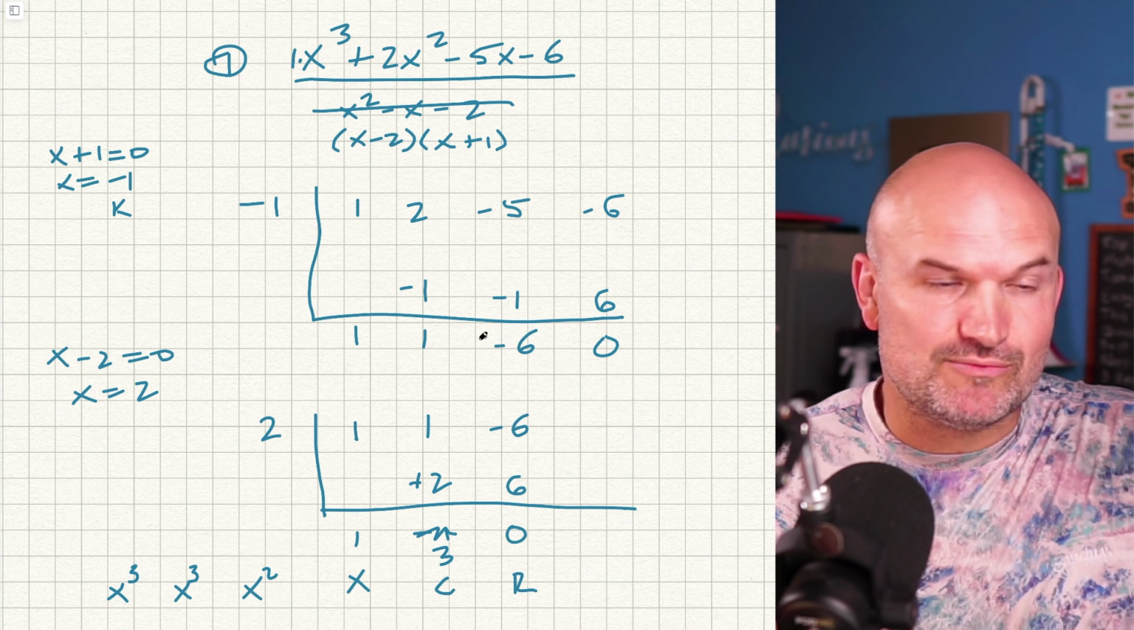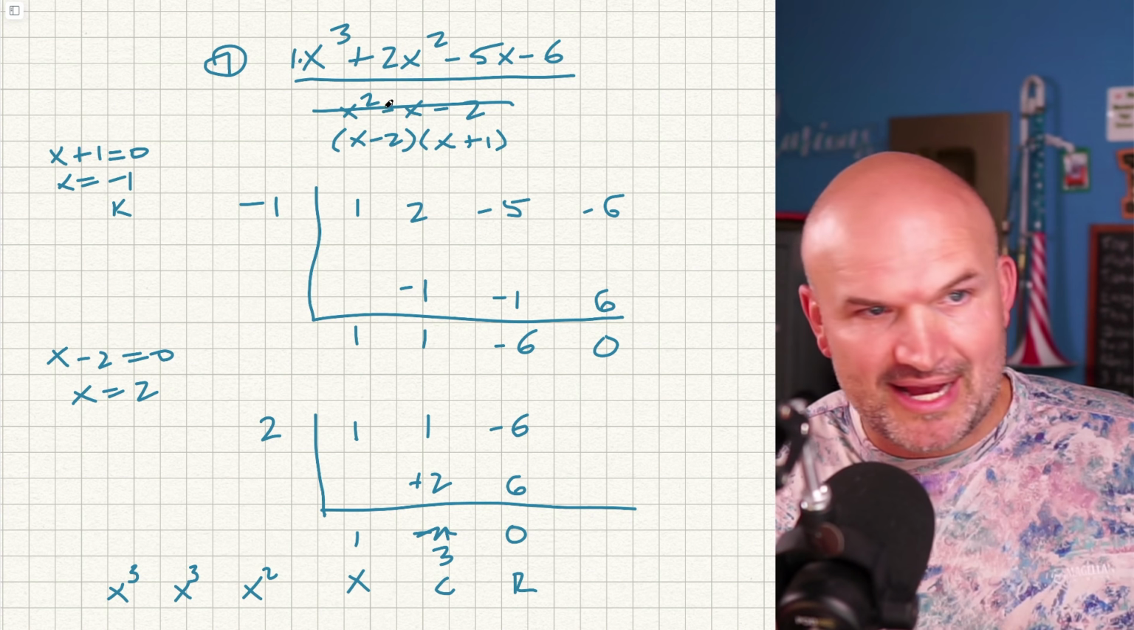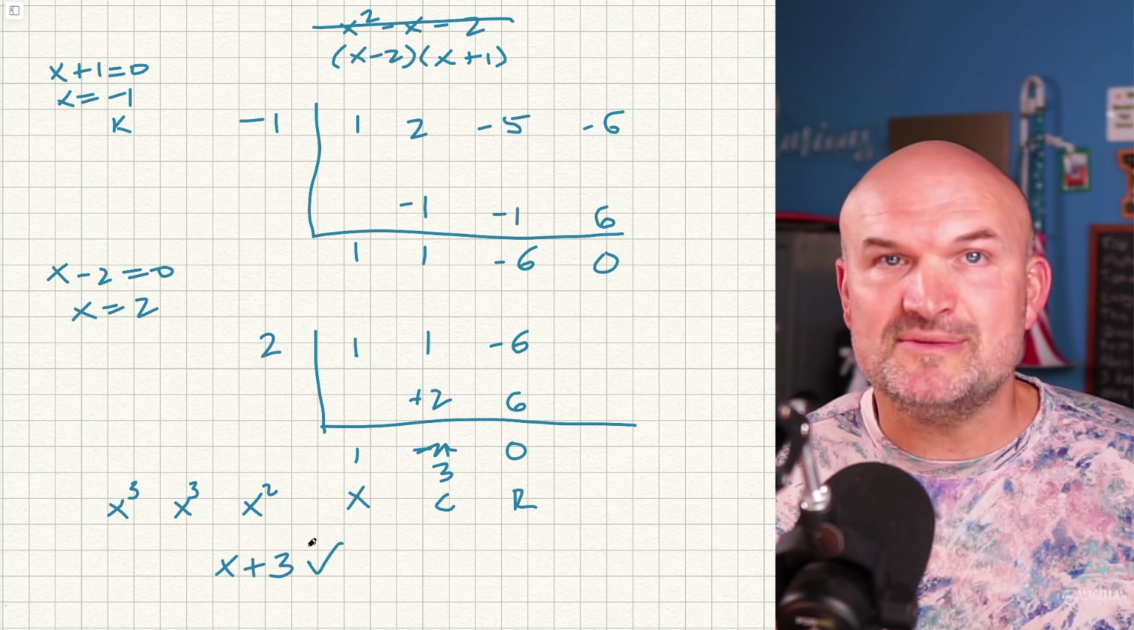Okay, that's what that is representing. Or you could say x cubed plus 2x squared minus 5x minus 6 divided by x squared minus x minus 2 equals x plus 3. That is going to be your answer.